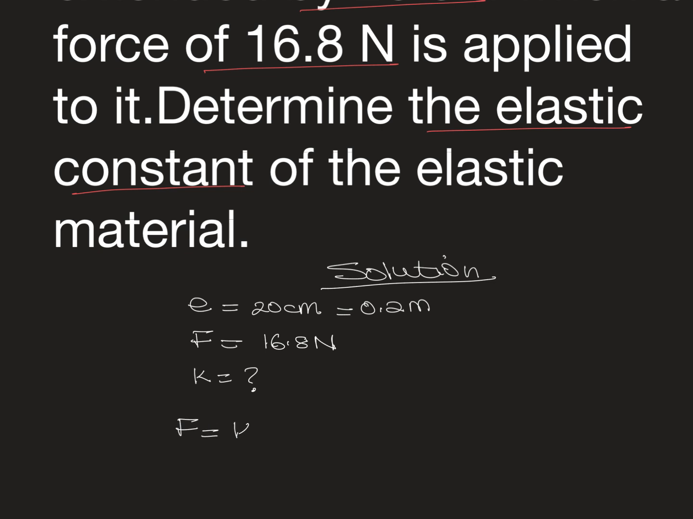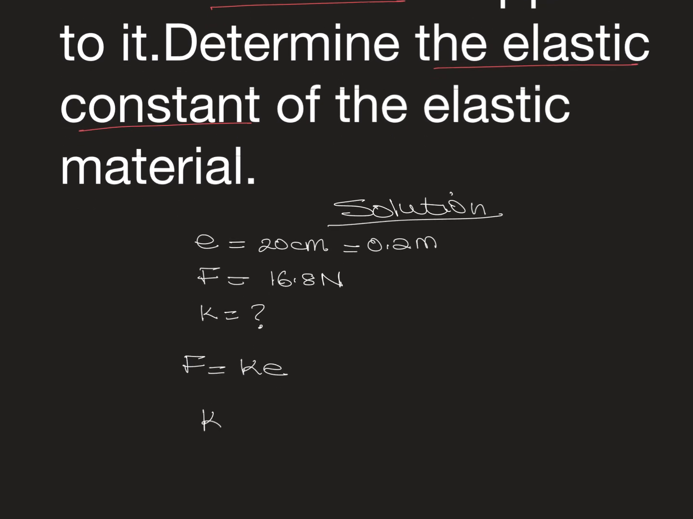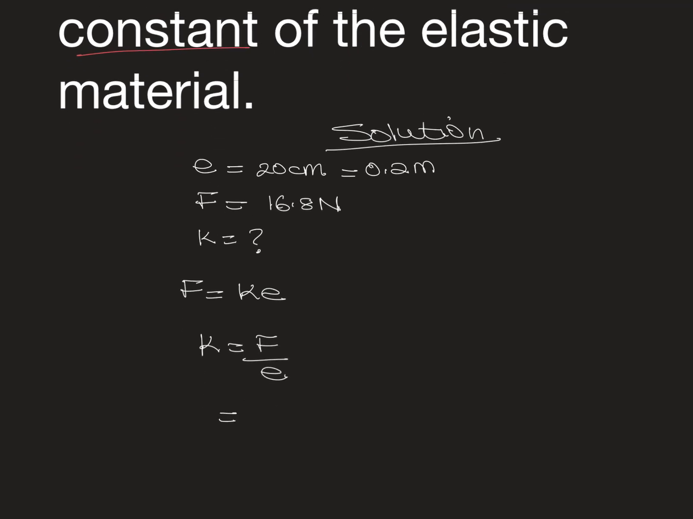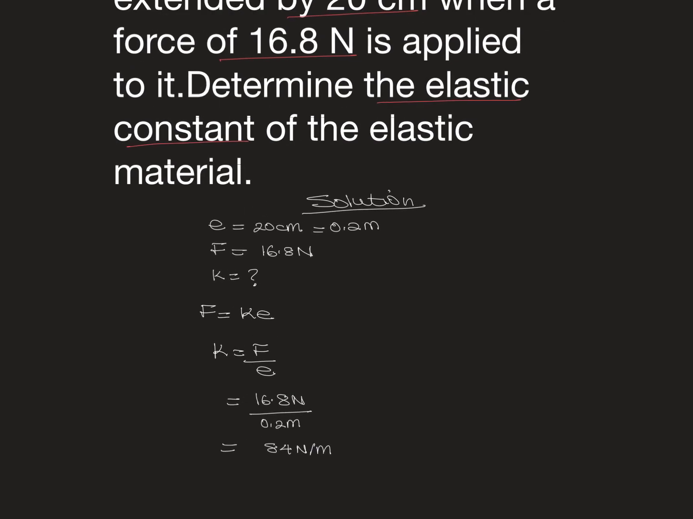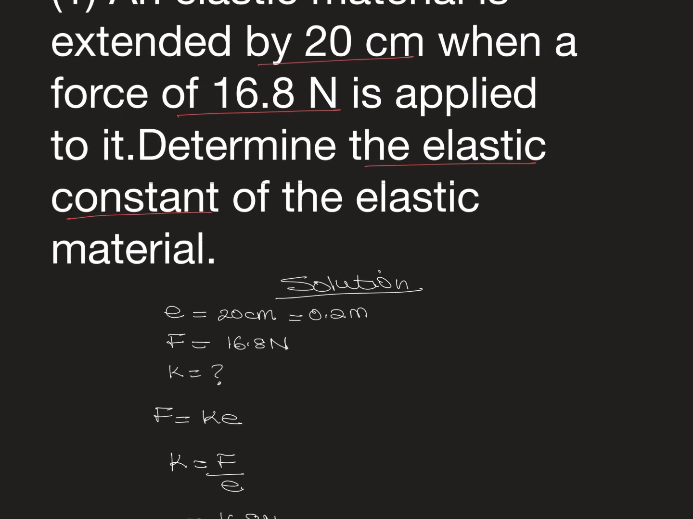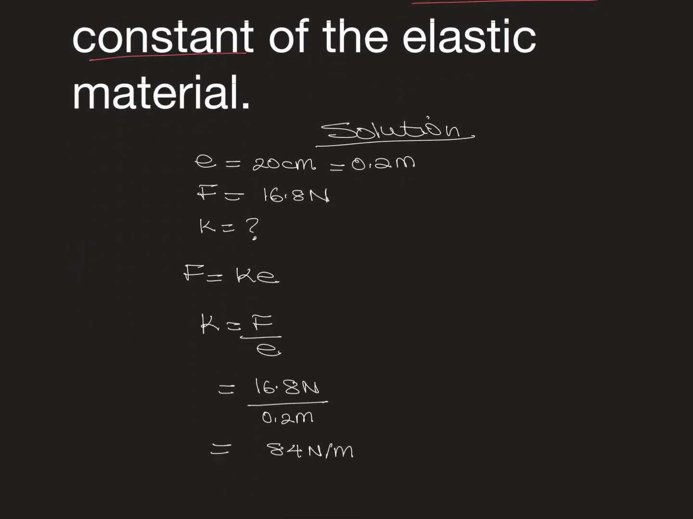Using F is equal to KE, we know that K will be F divided by E. So the force is 16.8 newtons divided by the extension, which is 0.2 meters. 16.8 divided by 0.2 is 84 newtons per meter. So that is the elastic constant of the elastic material.